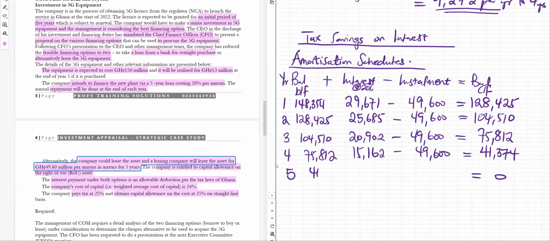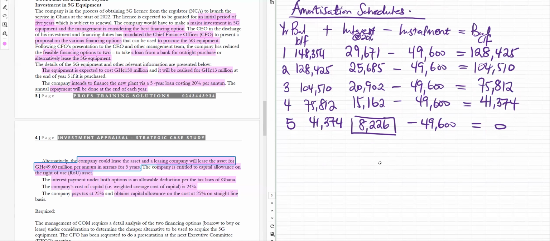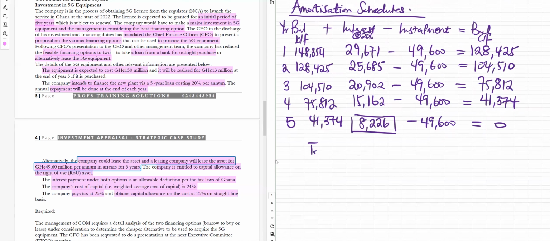So I have my 41,374. I know the installment is 49,600. So the balancing figure becomes the interest. I always use this as my balancing figure, but you can still work it. It will be somewhere closer. So 41,374 minus our 49,600 gives us 8,226. Okay. So now that we have this, we get our tax savings on the interest.